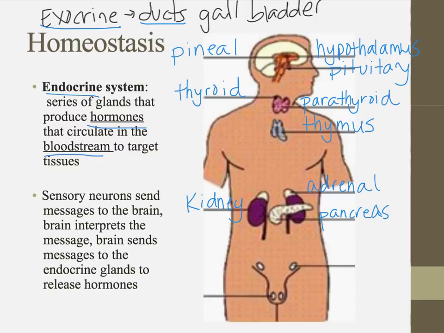Now, this strange unisex figure here is showing both male and female endocrine glands. Here, if you are a female, you're going to have the ovaries, and if you're a male, the testes.